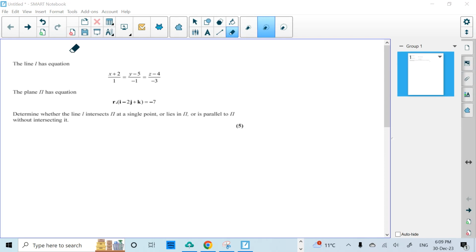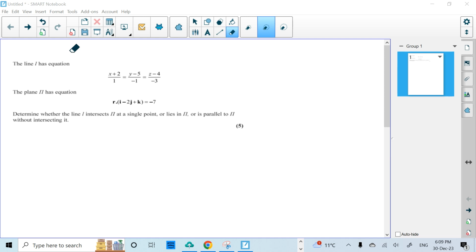Hello, more practice exam questions on vectors, determining whether or not the line L that has the equation (x plus 2) over 1 is equal to (y minus 5) over minus 1 is equal to (z minus 4) over minus 3 intersects the plane with equation r dot (i minus 2j plus k) is equal to minus 7 at a single point, or lies in the plane, or is parallel to the plane without intersecting it.